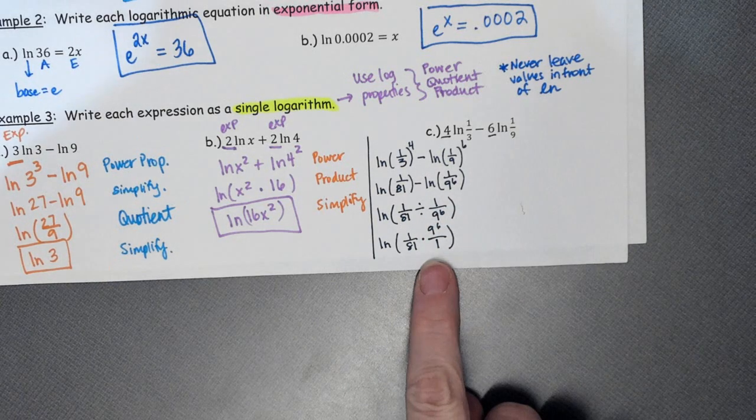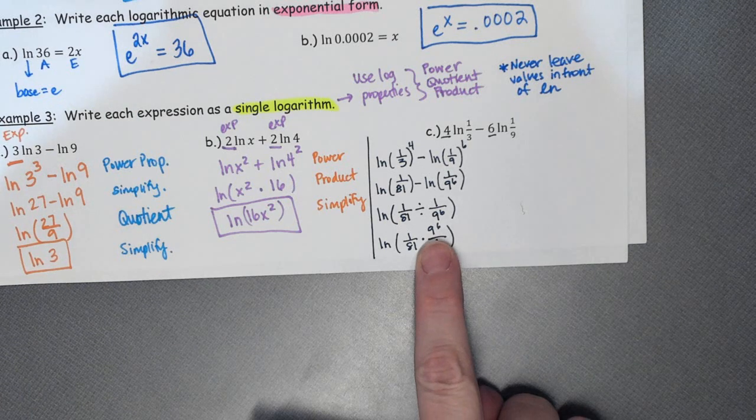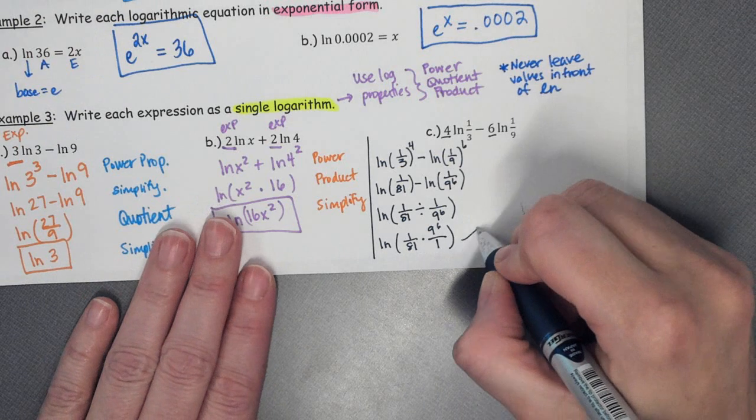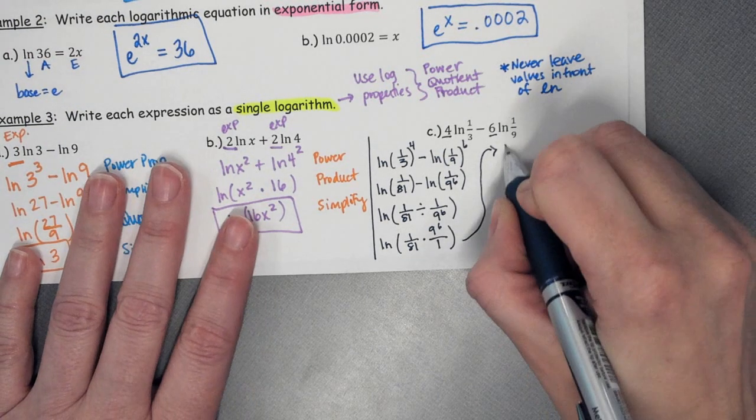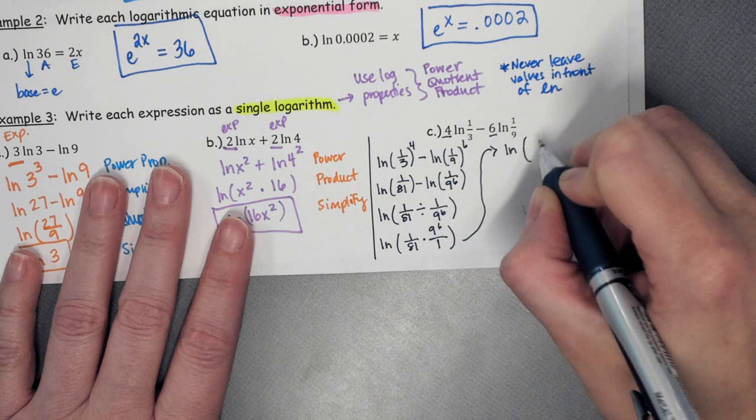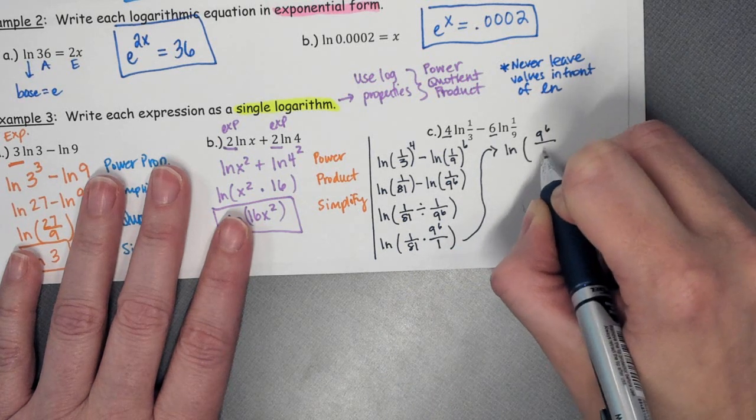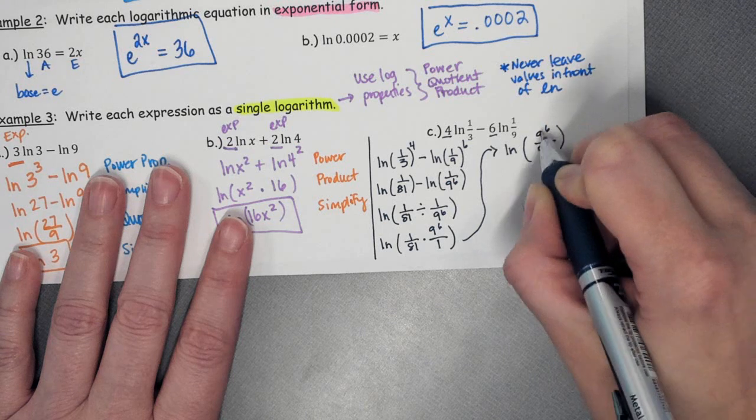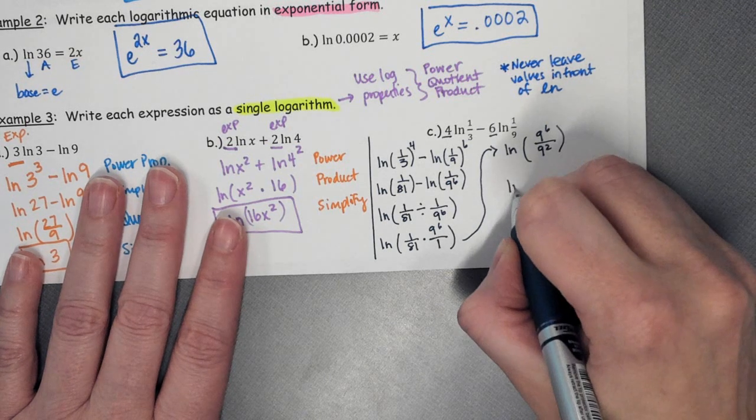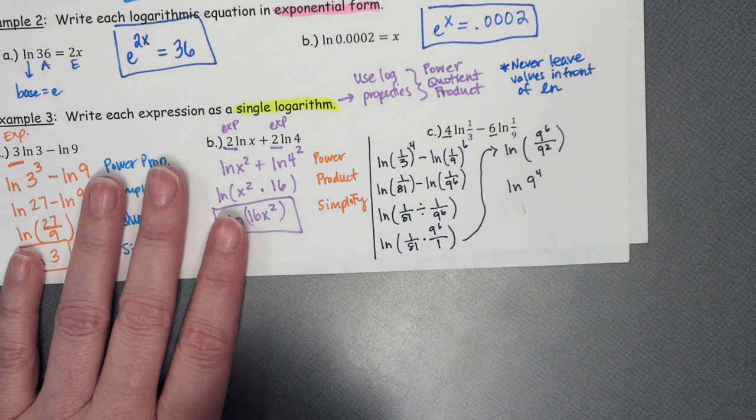Okay, so if you had to do this without a calculator, look at this 9 to the 6th power. What could I do with 81? Yep. So if this was 9 to the 2nd, you would end up with 9 to the 6th over 9 to the 2nd. And then what could you do with the exponents? Yep. So it'd just be the natural log of 9 to the 4th.